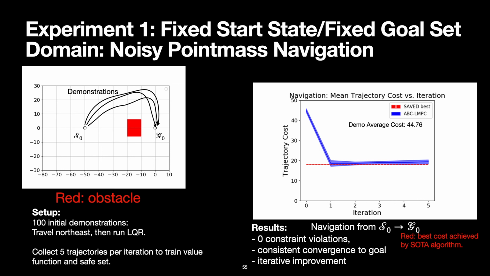In the single start, single goal set case, we observe that the sample-based LMPC strategy converges in 1 to 2 iterations to near optimal performance, shown in red. The algorithm never violates constraints and always reaches the goal set. A more greedy strategy might initially try going straight to the goal set and crash into the obstacle.